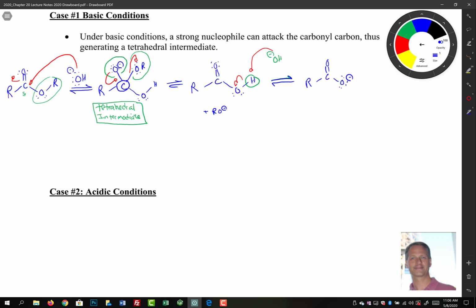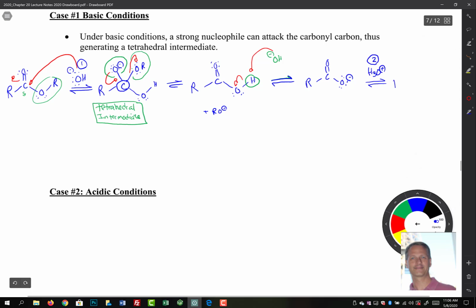So this part's easy, acid-base reaction. And then if we want our final product there, all we would have to do is carry out another step. So here's your step number 1 over here. Step number 2 would be your acid work up there. All right, so that would give us our carboxylic acid back. So anyway, it's an important step that you'd have to carry out in a lab.